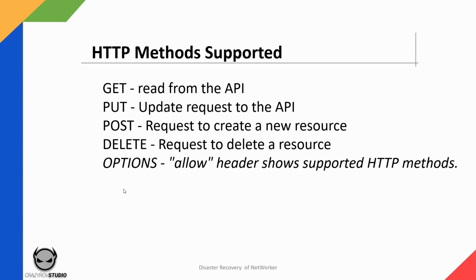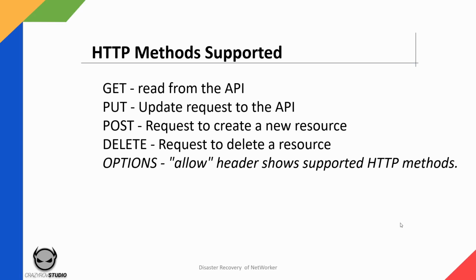OPTIONS is just to list out the allowed headers for a particular endpoint. This is not usually used unless you are using it for the first time and you want to see what kind of HTTP headers are supported by the respective endpoint. So this was just a quick bit of information about what REST API in NetWorker is and how to use it.